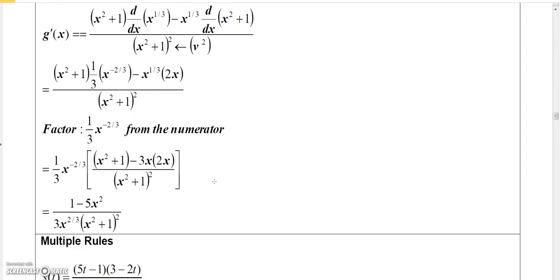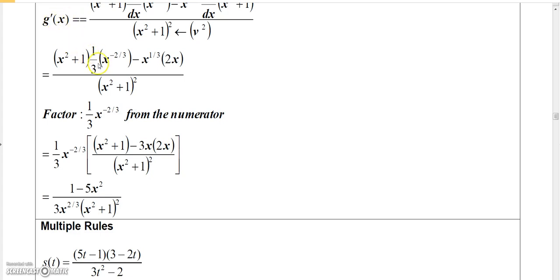Now, to simplify this, you can actually factor 1/3 and an x to the negative 2/3 out of each of these terms. So what I'm going to do is I'm going to factor that out of this term, and then I'm going to also factor it out of this term. Okay, so if you factor it out of this term, that's the easy part. You're just taking this 1/3 x to the negative 2/3 and putting it on the outside, and you're left with here x squared plus 1. So this is what you have left when you factor there.